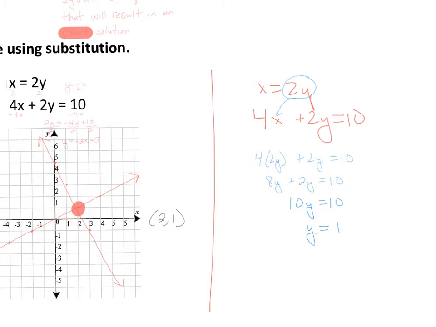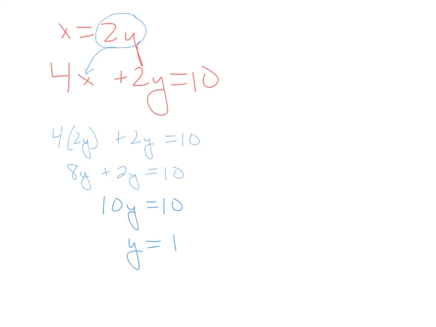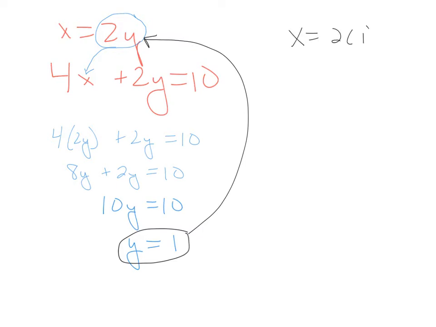When we're looking for the x, we're going to take this guy and plug him back into one of the two equations. It does not matter which one. Obviously, like I always tell you, pick the easier of the two when given the option. So we're going to plug y into that first equation. So we're going to have x equals 2 times 1, or x equals 2. So your coordinate point will be 2, 1.